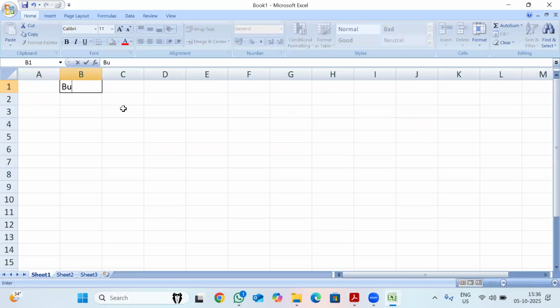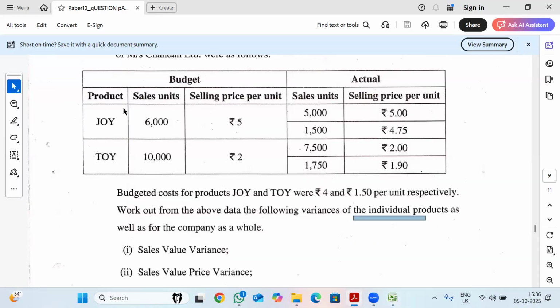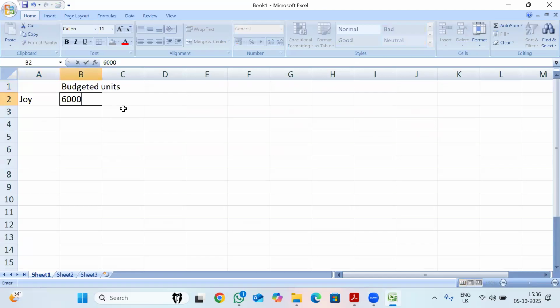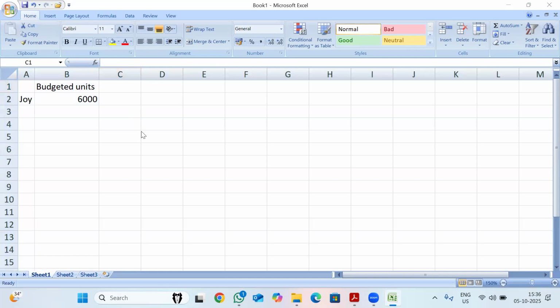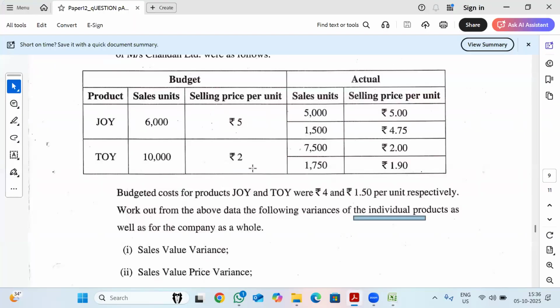So now, budgeted units, which are easily available in the question. For Joy, it is 6,000. Budgeted selling price is 5 rupees. And for Toy, it is 10,000 units and 2 rupees per unit.